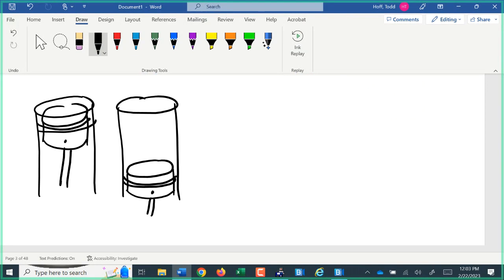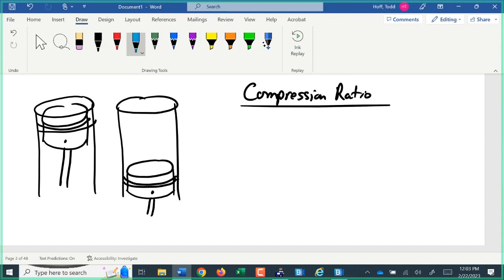If you're mechanically inclined and have a good imagination, you might recognize those as pistons. We're going to talk about compression ratio. So compression ratio is the expanded volume. Expanded volume is the largest volume above the cylinder. So it's when the piston's at the bottom of the stroke, or what we call bottom dead center.